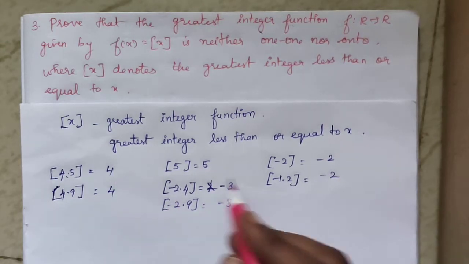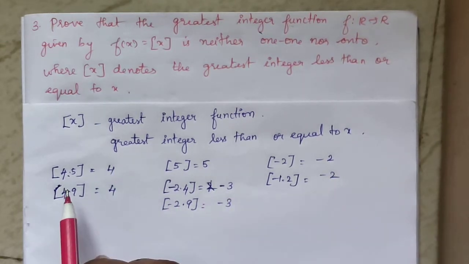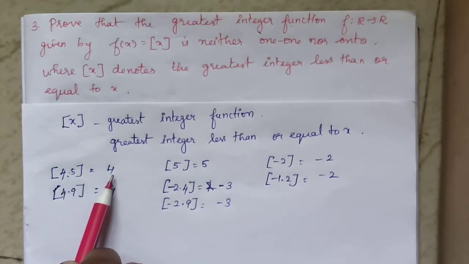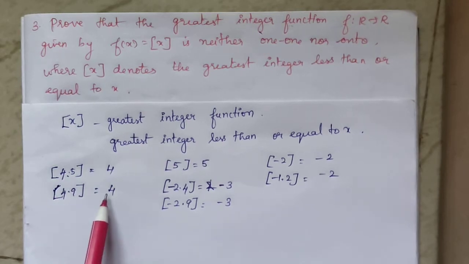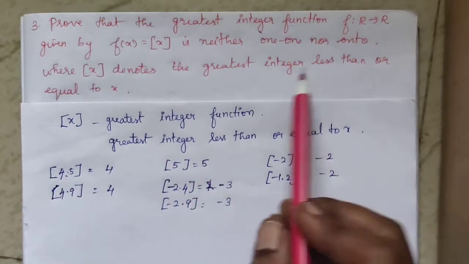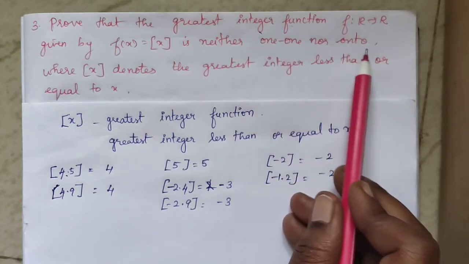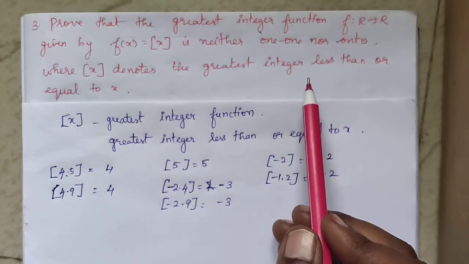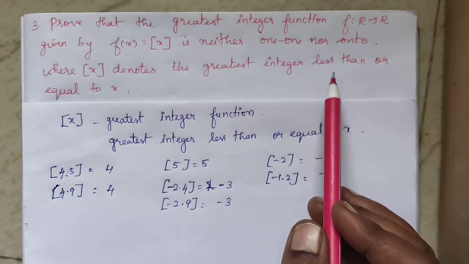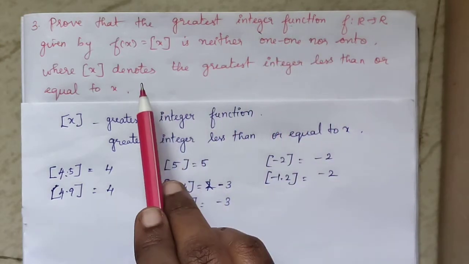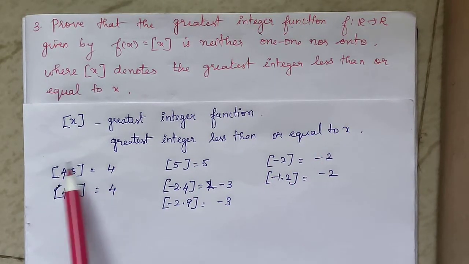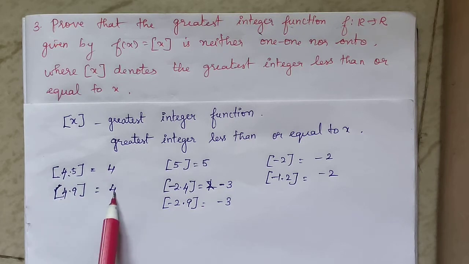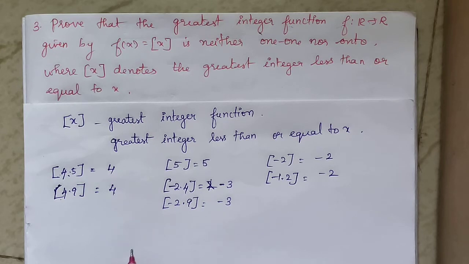Now see this example itself. For 4.5 I got the answer 4, that is mapping to 4. 4.9 is also mapping to 4. We have to prove that it is neither one-one nor onto. We have to prove that it is not a one-one function, and not an onto function. One-one means one number should map with one unique number only. Here this is mapping to 4 and this is also mapping to 4. By seeing this itself, we can say that this is not a one-one function.